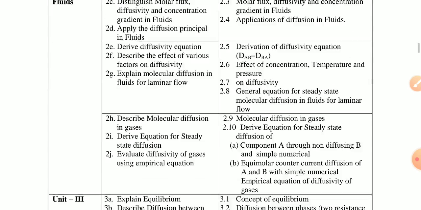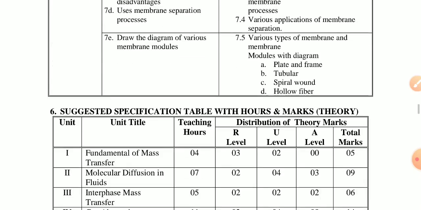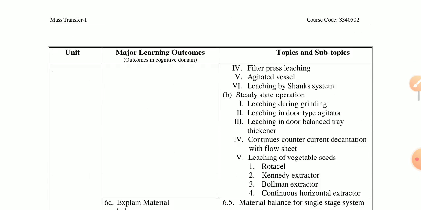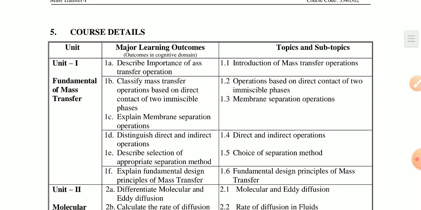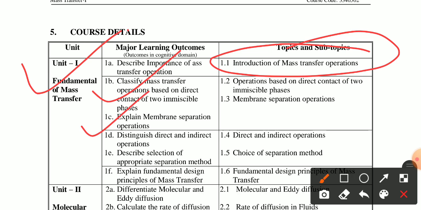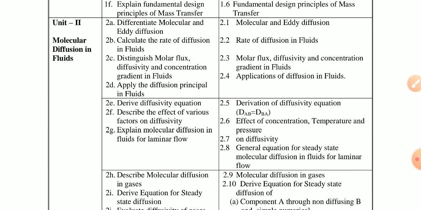There are a total of 7 units in this subject, Mass Transfer Operation. Okay, so we will discuss one by one. Unit number 1 is the fundamentals of mass transfer operation. First of all, we discuss an introduction to mass transfer operations, then classification, explanation, membrane separations. Then the second one, molecular diffusion in fluids.